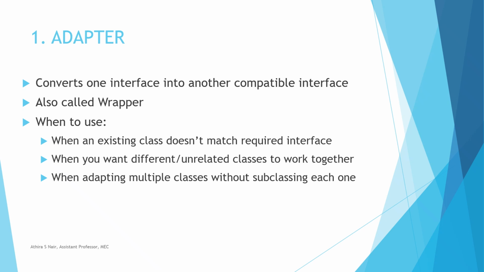Adapter. So, this converts the interface of a class into another interface that clients expect. So, adapter lets classes work together that couldn't otherwise because of incompatible interfaces. So it is also called a wrapper, and we can use the adapter pattern when you want to use an existing class and its interface does not match the one you need, or you want to create a reusable class that cooperates with unrelated or unforeseen classes, that is, classes that don't necessarily have compatible interfaces.